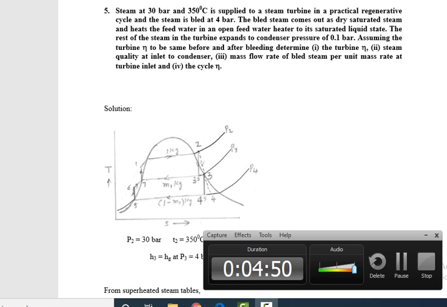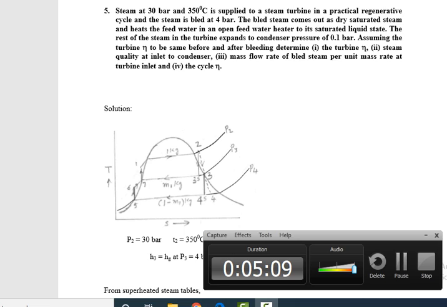First of all, you have to draw the TS diagram, you have to draw the saturation curve, and you have to locate the points 1 to 2, 2 to 3, 3 to 4, 4 to 5, 5 to 6, 6 to 7, and 7 to 1. So in this case, what is happening? That means the steam enters the turbine section.